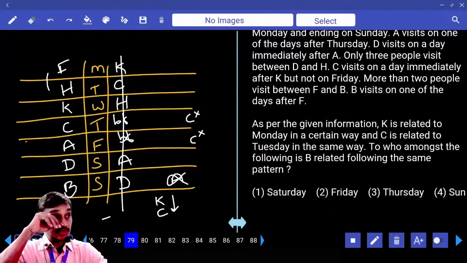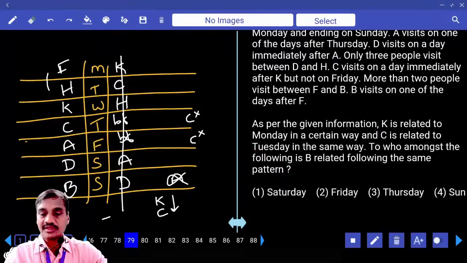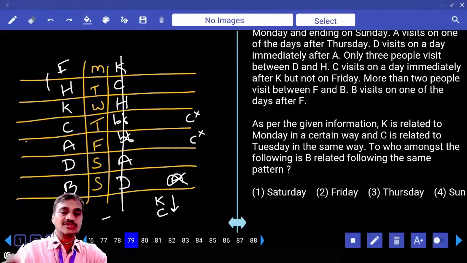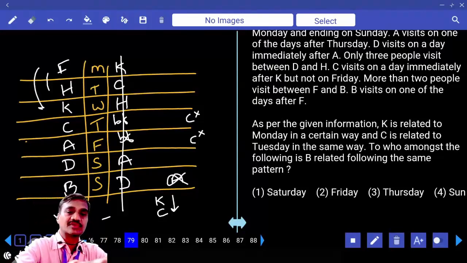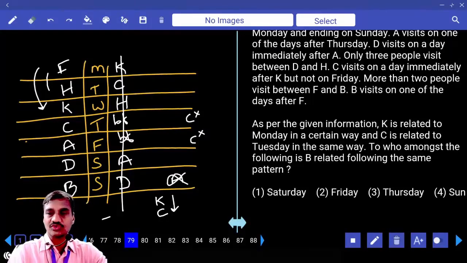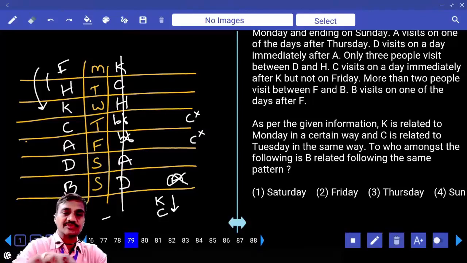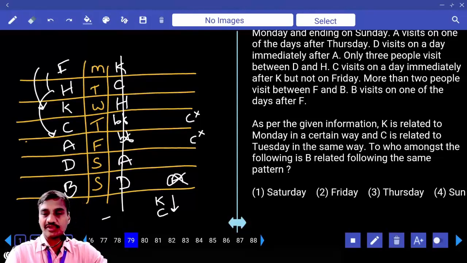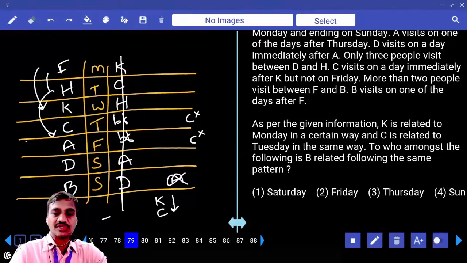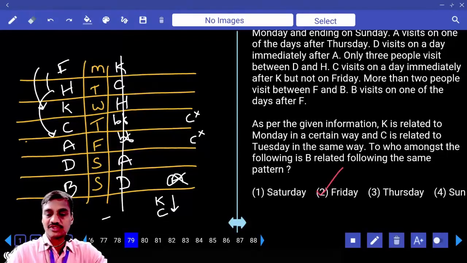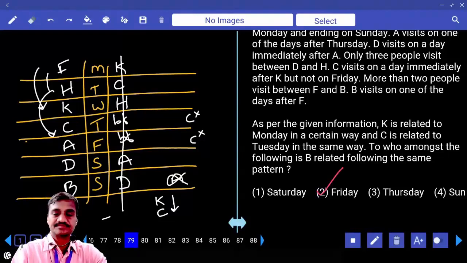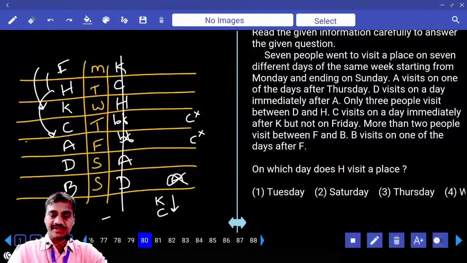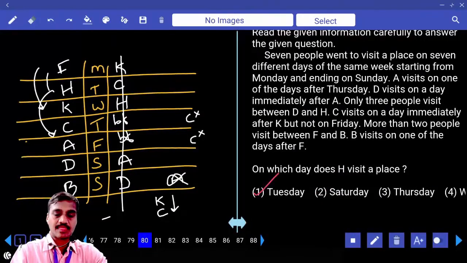And 79, as per the given information, K is related to Monday. K is related to Monday means K is 2 days after Monday. And C is related to Tuesday means C is 2 days after Tuesday. And to whom among the following is B related? Now B is 2 days after whom? Friday. That is choice 2, question number 79. And 80, on which day does H visit a place? H visits a place on Tuesday. That is choice 1, question number 80.